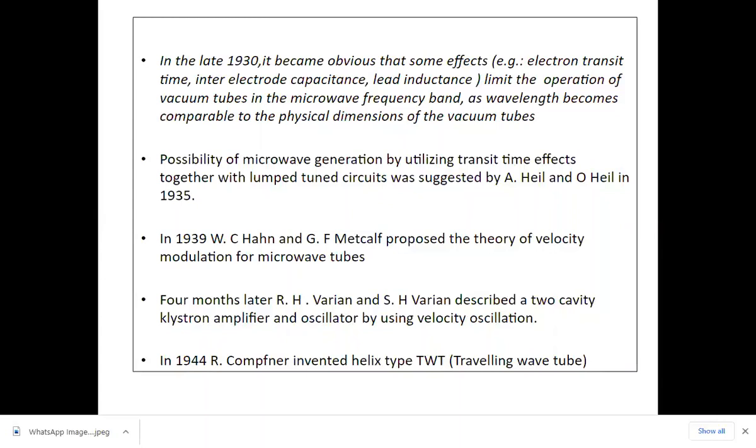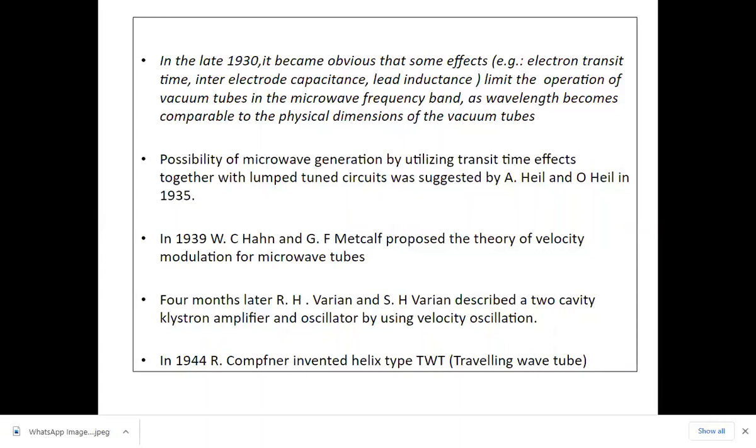The shunt impedance due to inter-electrode capacitance becomes very low and series impedance due to lead inductance becomes very high at microwave or high frequency, which makes these tubes unstable. The transit time is basically the time taken for movement or transition of electrons from one electrode to another. It depends on the distance between electrodes, and the effect caused due to transit time is known as transit time effect.